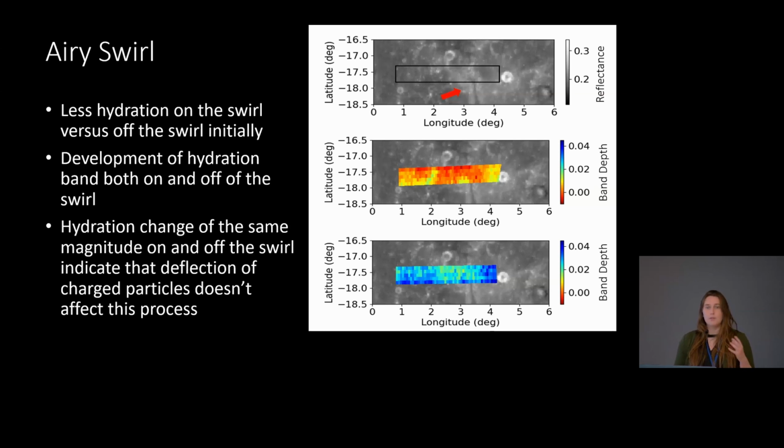So both of them developed a hydration band, and about the same amount of hydration band formed both on the swirl and off the swirl, which gives us an indication that the deflection of charged particles doesn't affect this process, which makes us think that we're looking at the ballistic migration of water.